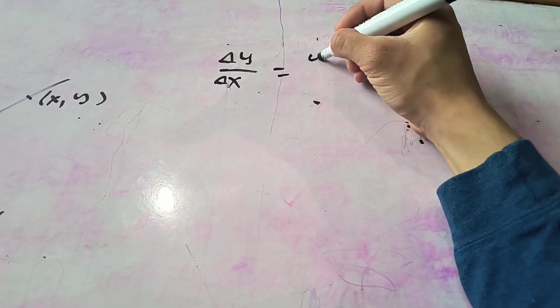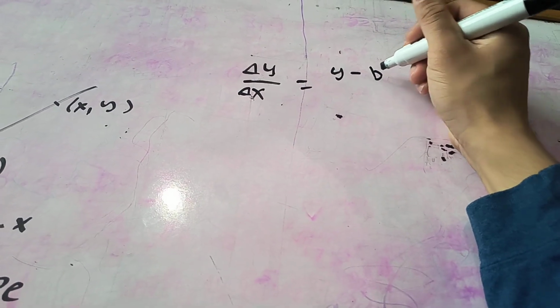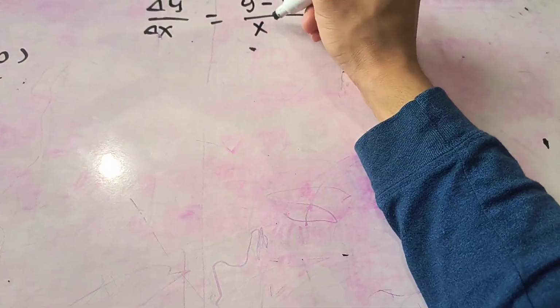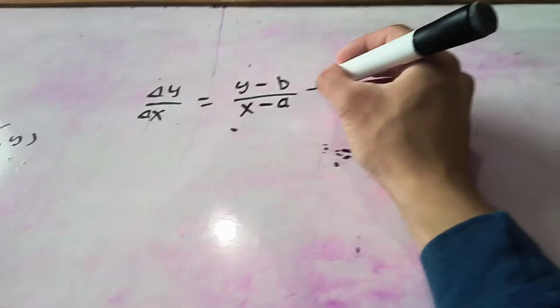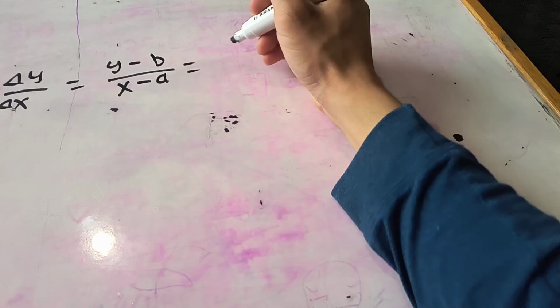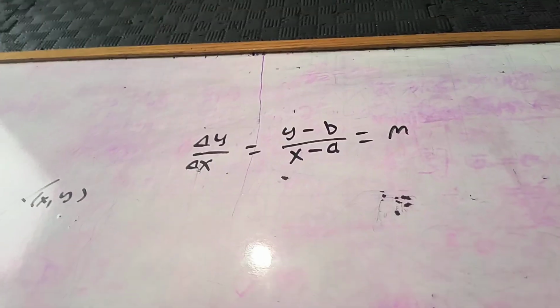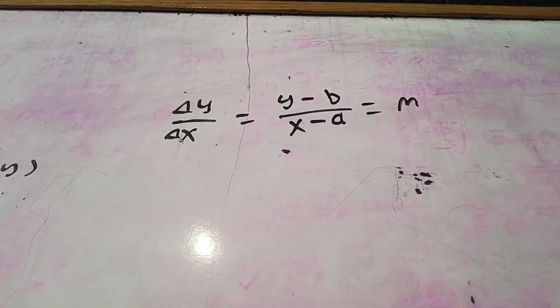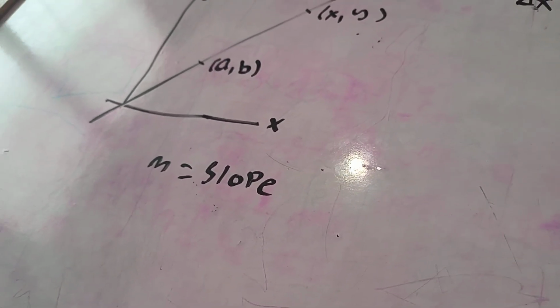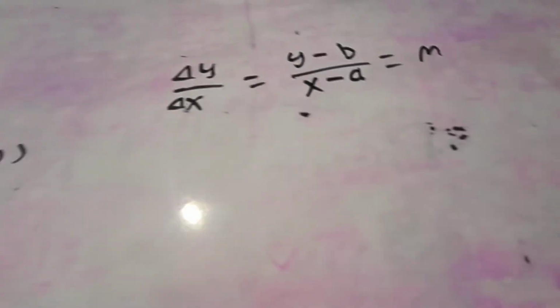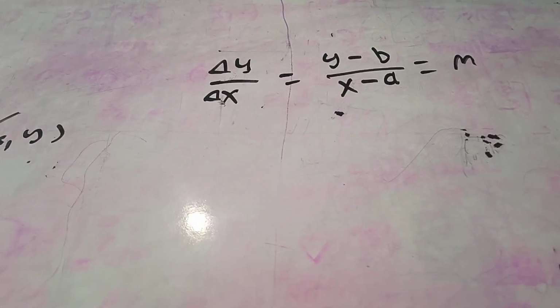which would be equal to Y minus B, we know what B is, and we have Y over there, over X minus A. And that would all equal the slope, which is M. So we've come up with an equation that helps describe this line. The Y up there minus this B that we know, over the X up there minus this A that we know, is equal to this M, the slope of this line.